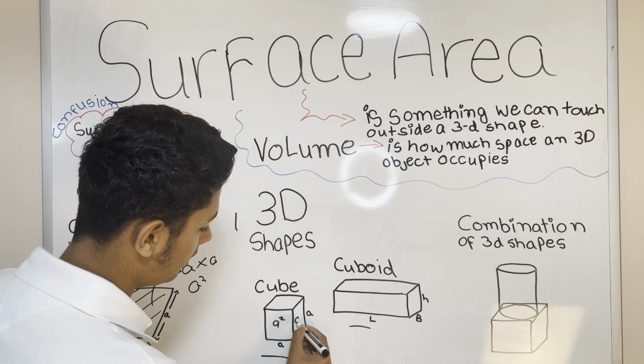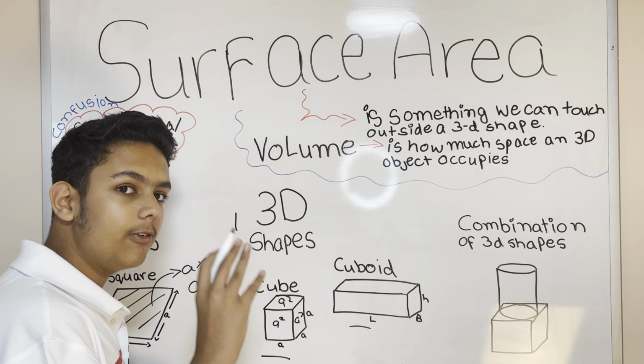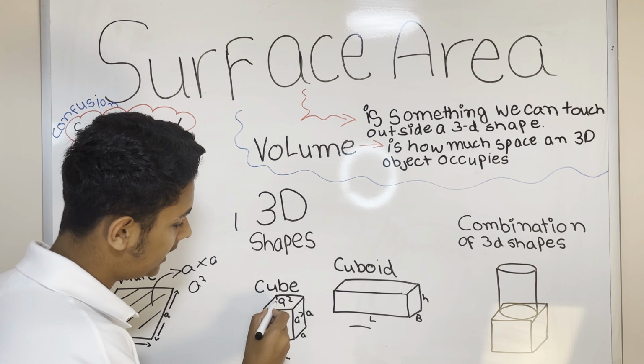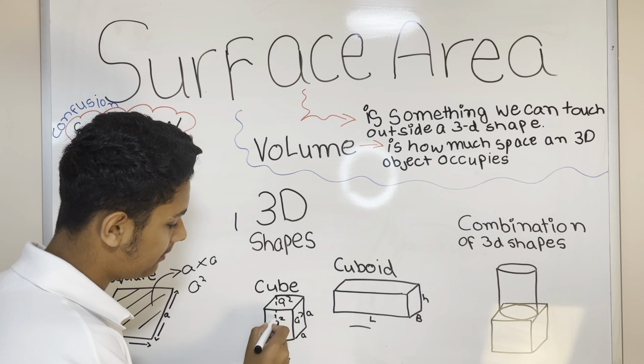Now, is that all? No. Since this is a 3D object, we're going to see it from all 3 dimensions. This is just what we can see from one side. But if we imagine there's a back side, we can see that if there's a top square, there should be a square at the bottom.